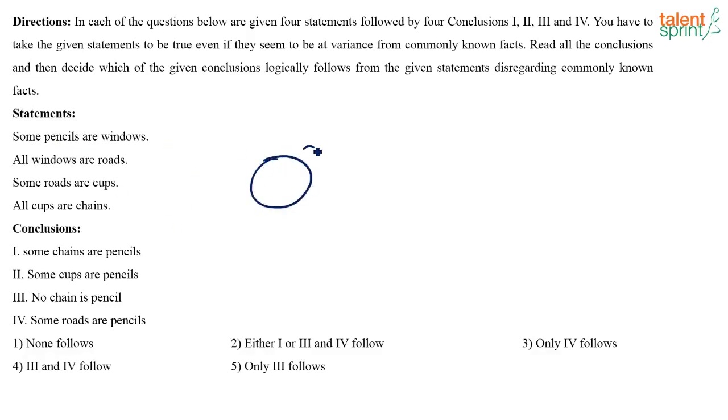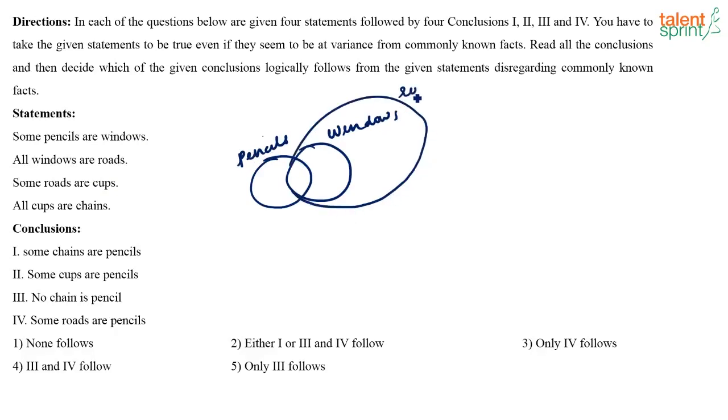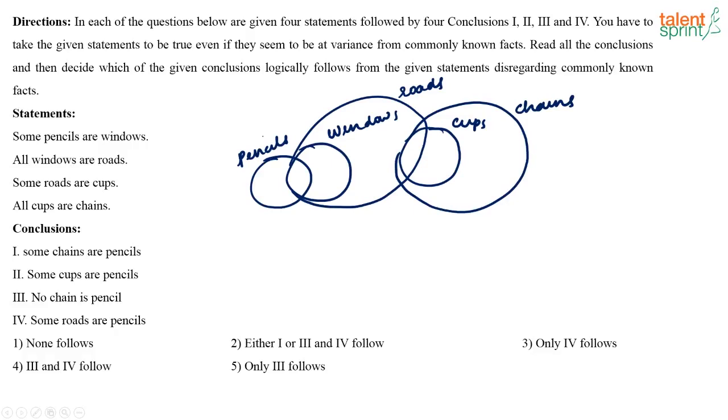Some pencils are windows. I am drawing the basic diagram. Some pencils are windows. All windows are roads. Some roads are cups, and all cups are chains. Now, what is the first conclusion? Some chains are pencils. It's not a definite conclusion, does not follow. Some cups are pencils. Again, not a definite conclusion. There might not be an intersection between cups and pencils. Not a definite conclusion, does not follow.